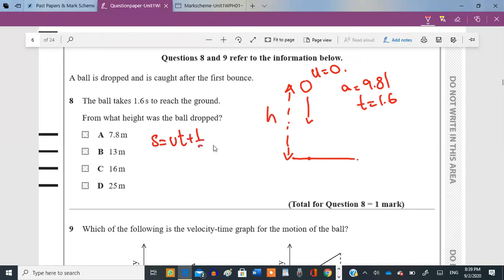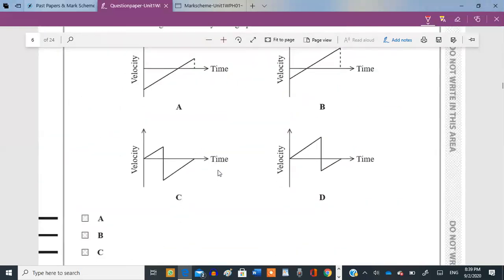s equals ut plus half at squared. Yes, and u is 0. So this entire factor becomes 0, and it's going to be half times 9.8 times 1.6 squared. And you can calculate that and get your answer, okay? I'm not doing this. Moving on.